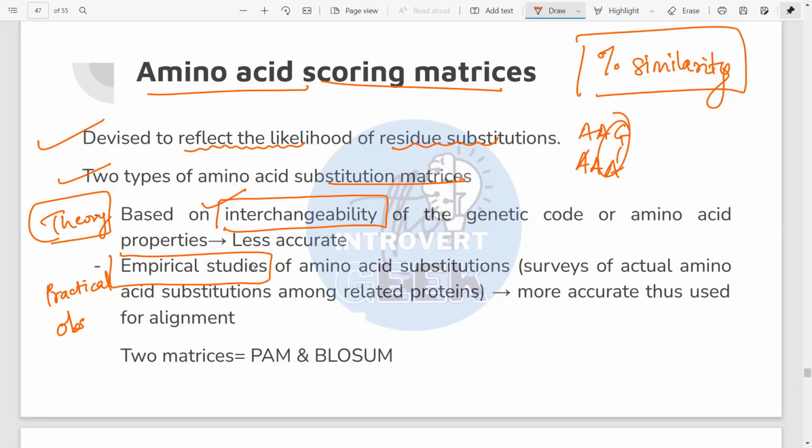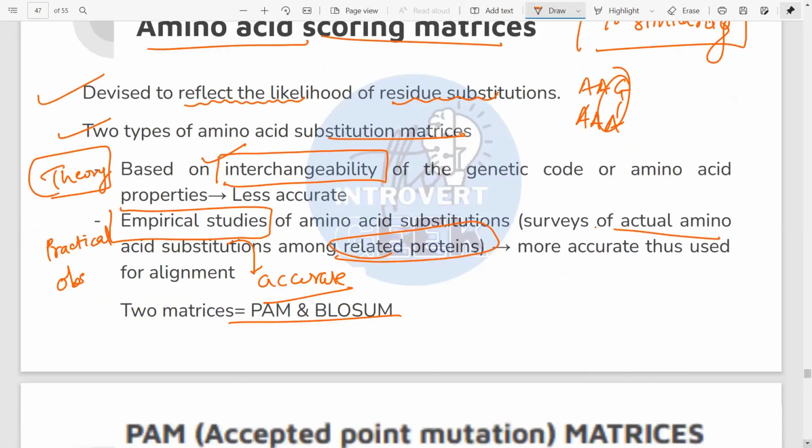Whereas in the empirical studies, they have observed different proteins which are related, counted the amino acid substitutions, and then made a matrix. So quite obviously, the empirical matrices are more accurate because they are based on practical examples like existing proteins and their amino acid sequences. Two examples of empirical studies include the PAM matrix and the BLOSUM.